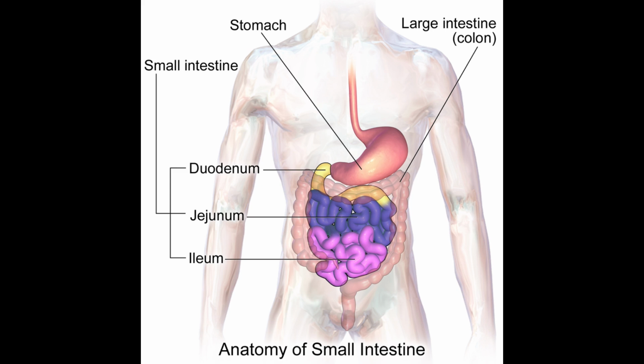So that it can actually fit in the abdomen, because if it was all stretched out, it wouldn't really work. It's called the small intestine not because it's short, it's actually much longer than the large intestine, but it's narrower. So it's small in the sense of being narrow, whereas the large intestine is wider, but it is much shorter than the small intestine.